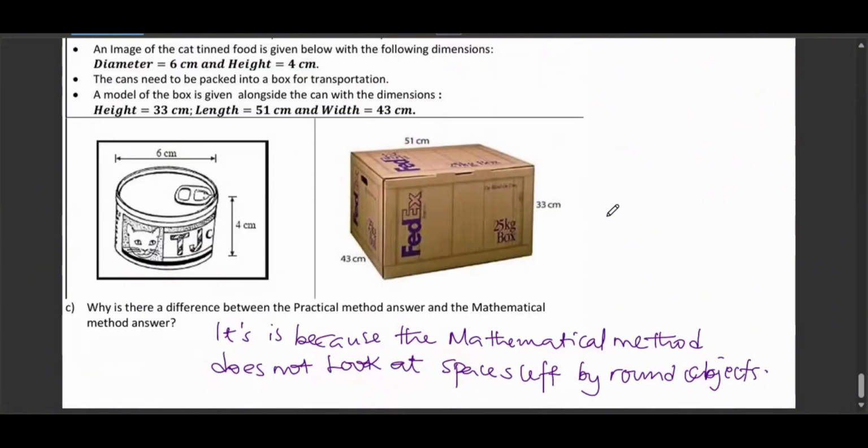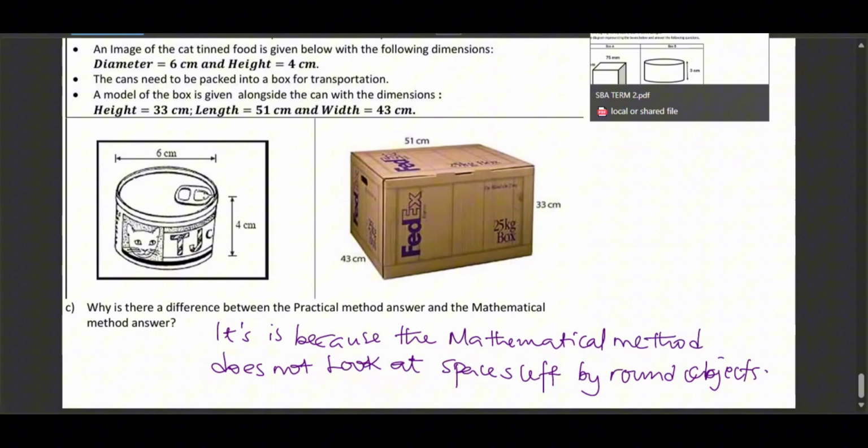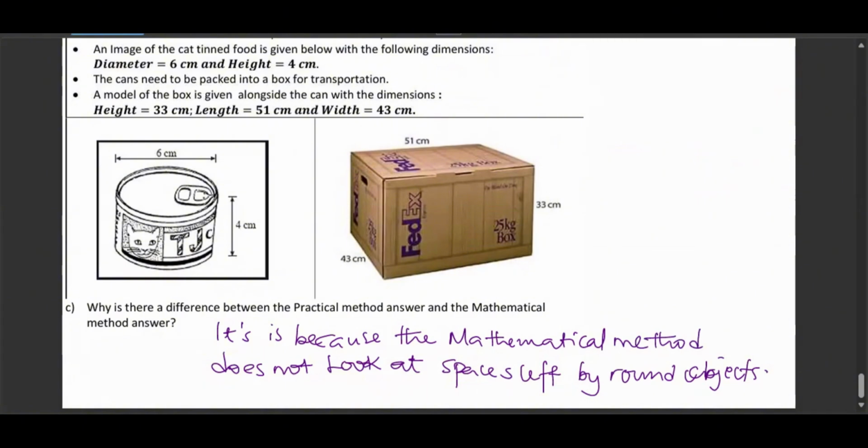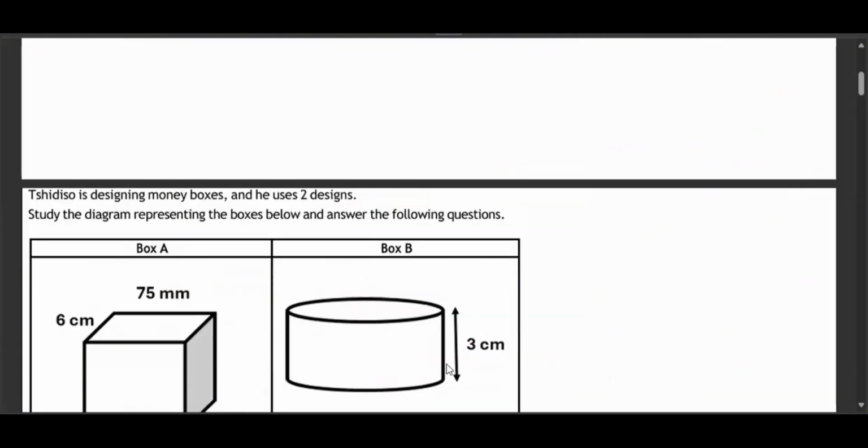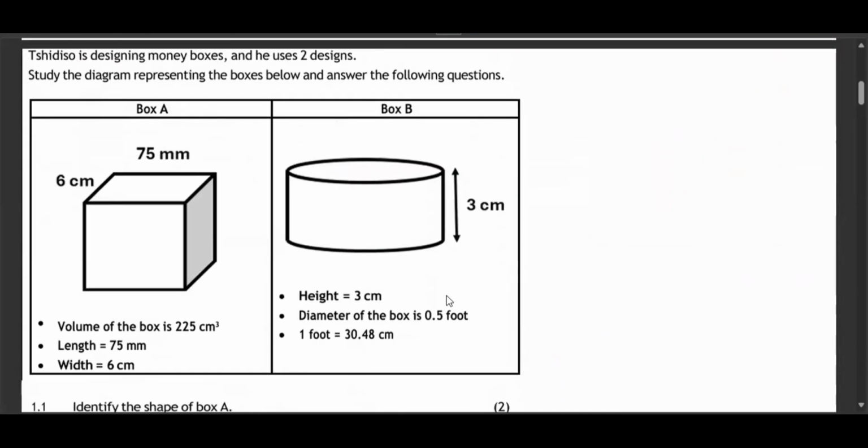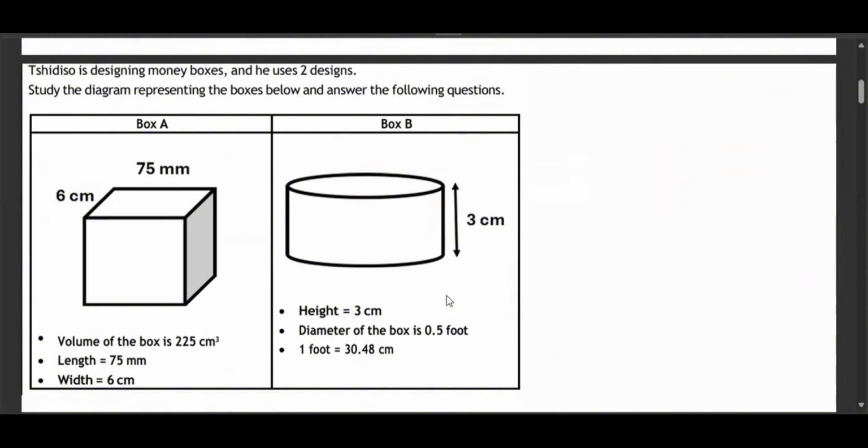All right. The next lesson is going to be about measurements, time, money, exchange rate. Okay, let's look at that. This is going to be about measurements. A person called Titiso is designing money boxes and uses 2 designs. Study the diagram representing the boxes below and answer the following questions.